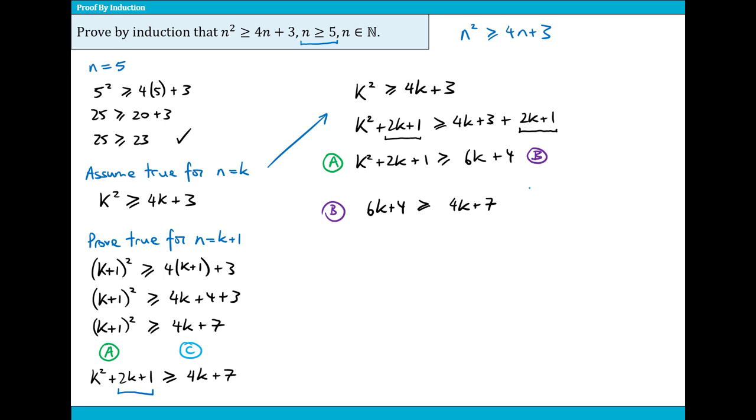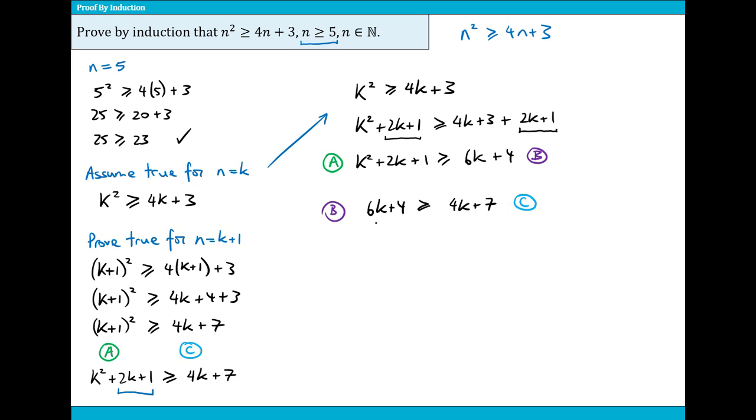And let me run through that again. With these inequality types, what we're trying to do is show that a is bigger than c. We can see that a is bigger than b from the assumption. And if we can show that b is bigger than c, well then clearly a is bigger than c.